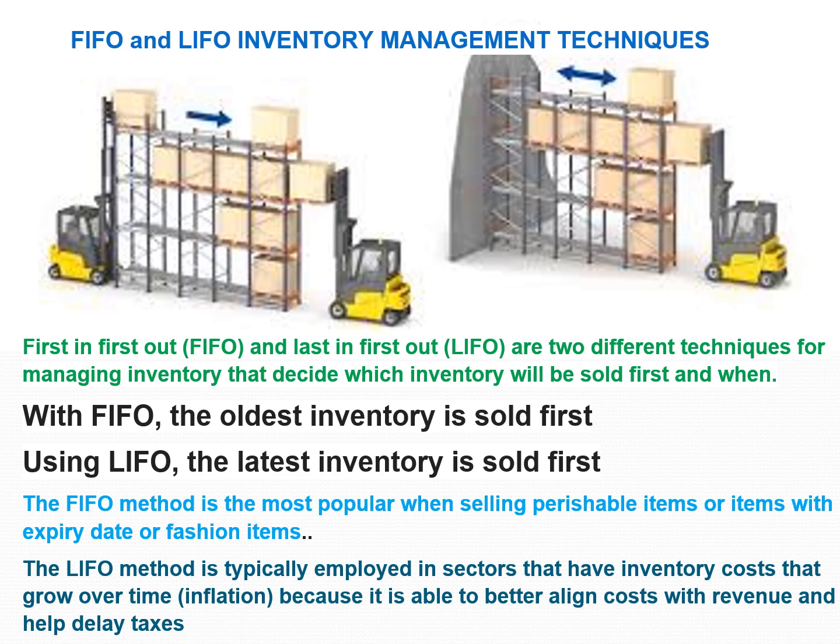The FIFO method is the most popular when selling perishable items, items with an expiry date, or fashion items. Whereas the LIFO method is typically employed in sectors where inventory cost grows over time. It means in inflationary times, because it is able to better align costs with the revenue, help delay the taxes, and come to the right profit.